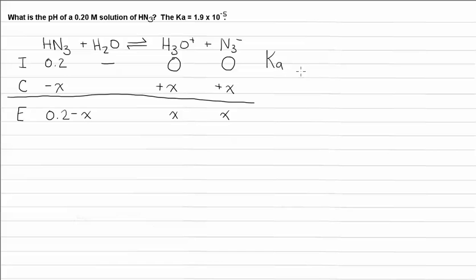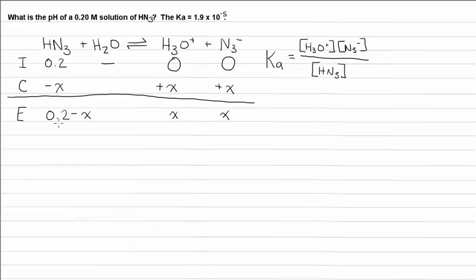Remember that Ka, the acid dissociation constant, is equal to the concentration of products. For this particular acid, we have hydronium and N3 minus to their orders, and our orders are all 1. So hydronium to the first, N3 minus to the first, divided by the concentration of the reactants, HN3, also to the first power, and water is already taken care of in our Ka expression. So we're ready to plug these values in, the concentrations at equilibrium, into our expression for Ka.